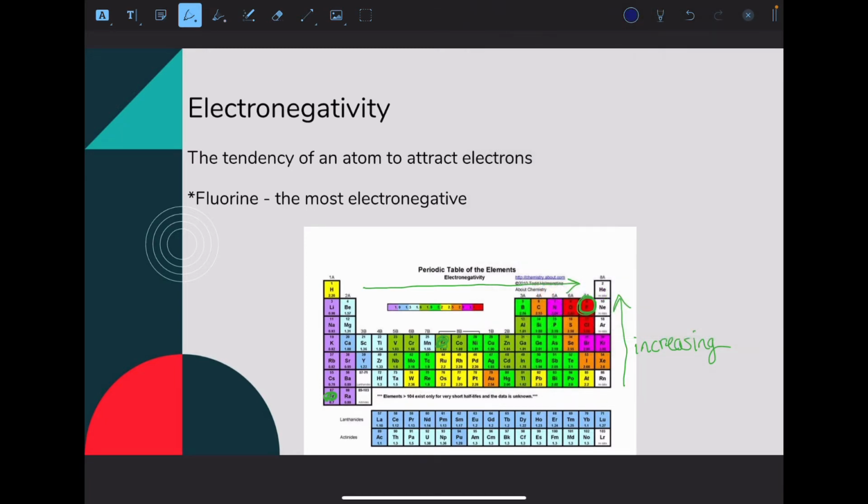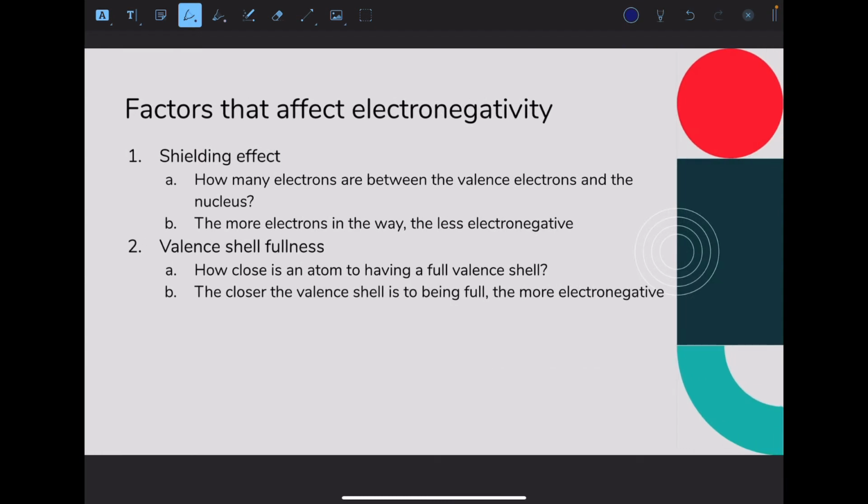So if we look at the factors that affect electronegativity, the first is shielding effect. And shielding effect asks the question, how many electrons are between your valence electrons and the nucleus? So if my nucleus is inside the circle right here, how many different subshells or levels are there between the outside and the inside? Because the more there are, the less attraction that nucleus is going to have to electrons, and therefore the less electronegative. So generally speaking, the bigger means the less electronegative.